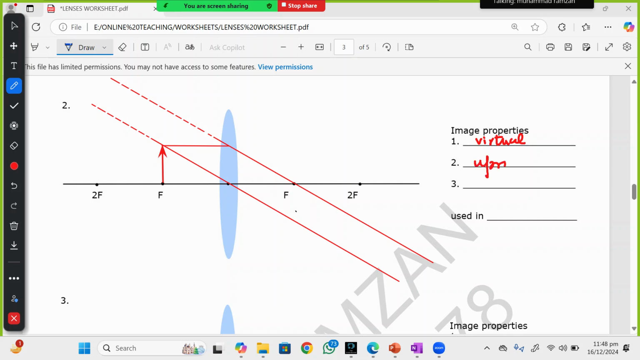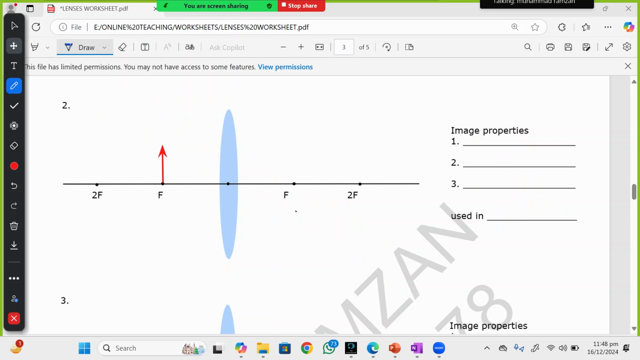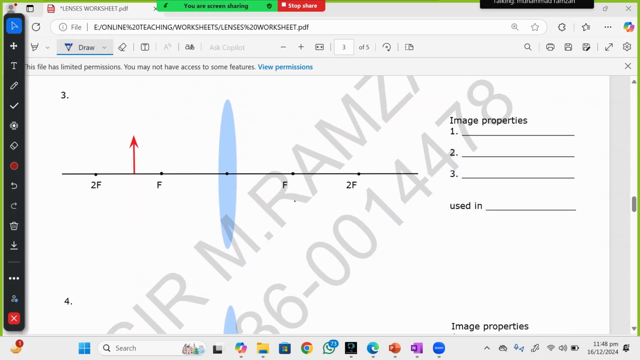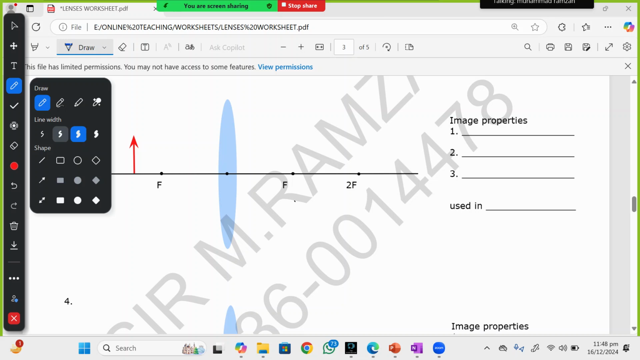Virtual is always upright. The image is at infinity, and it is used in spotlights. So this is case number two. Let's proceed to case number three. Now the object is placed between f and 2f.